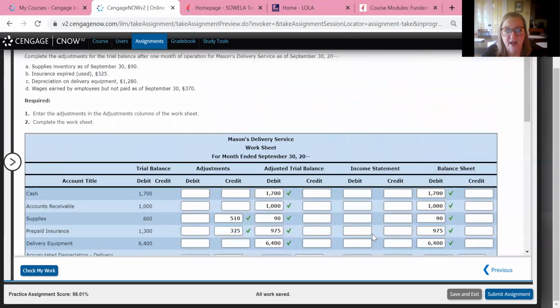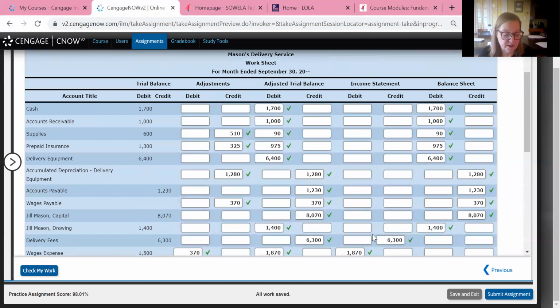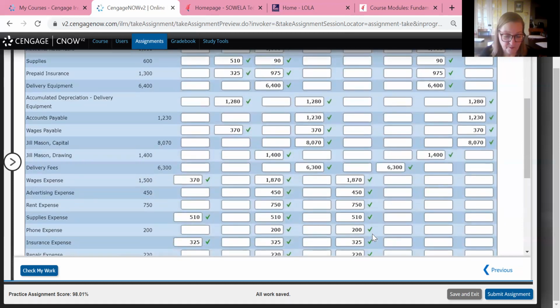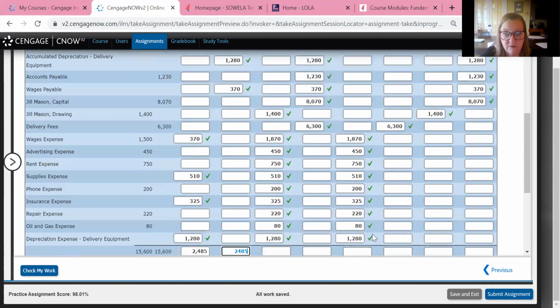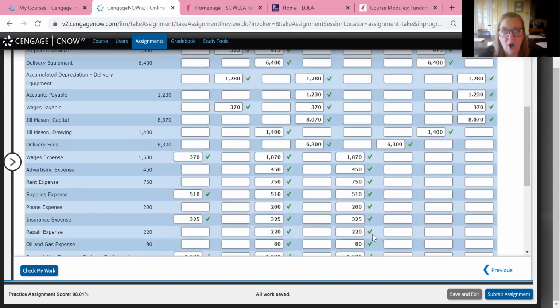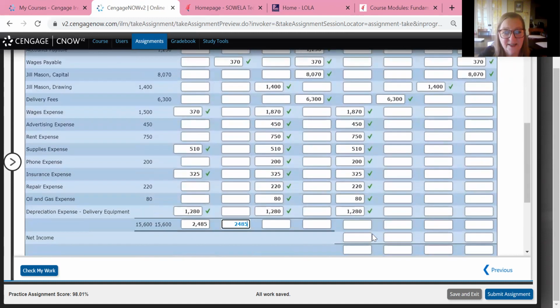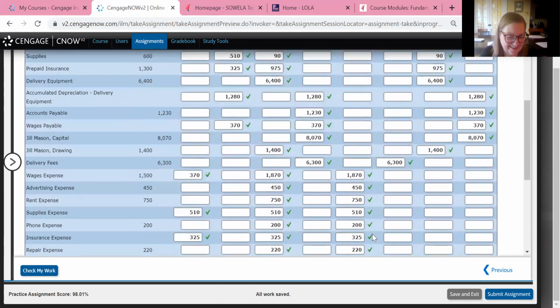Let me try the other side, the credit side of the ATB. 1280 plus 1230 plus 370 plus 8070 plus 6300. Is that all? Oh, I just added. Oh yeah, it is right. Sorry, it is correct. I thought I messed up. 17,250.